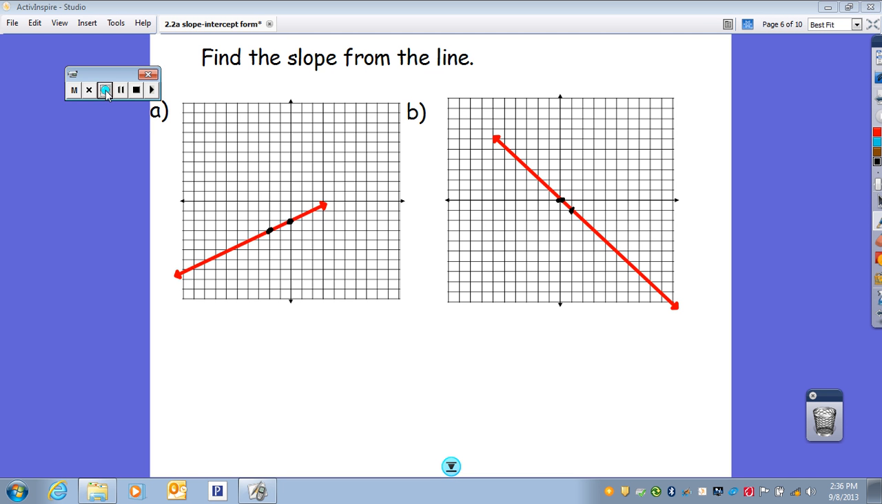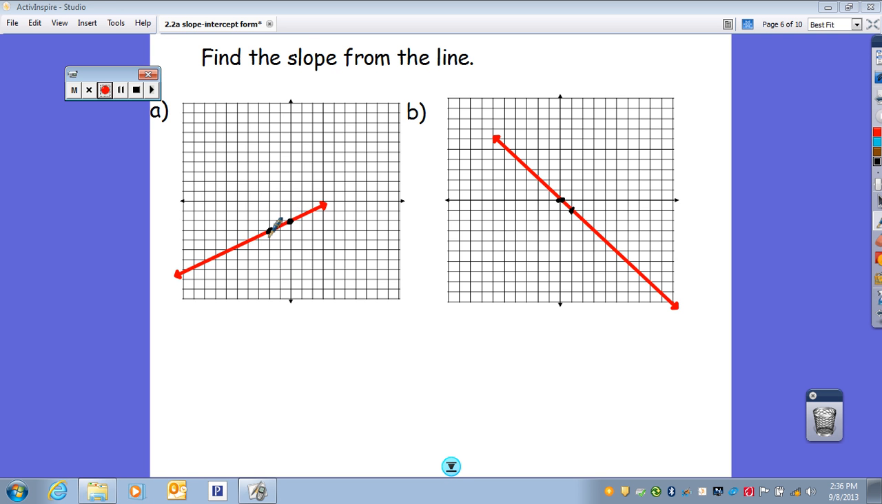Let's do some examples of finding slopes of lines. When you're finding the slope of a line, you may find any 2 points where the line is crossing at integers, which means right at the corners of boxes. We don't want to have to deal with any fractions or decimals. And we count the rise over the run.